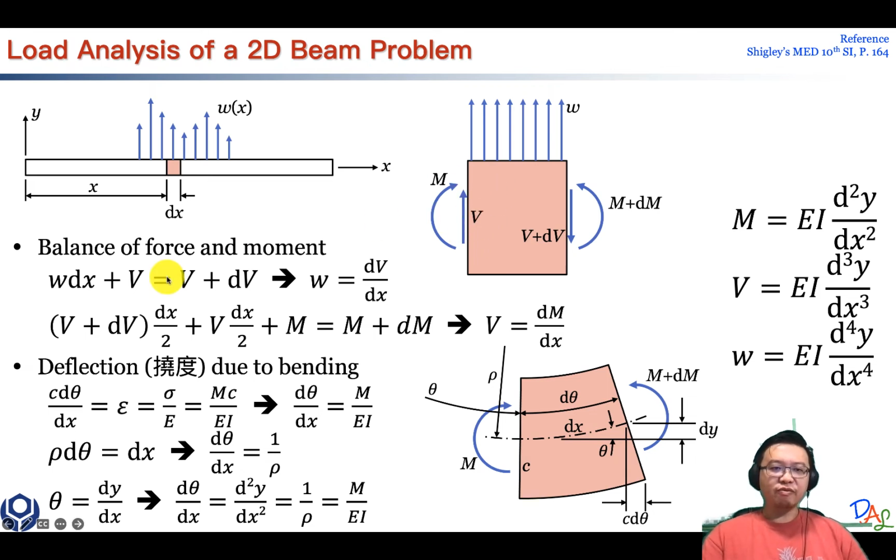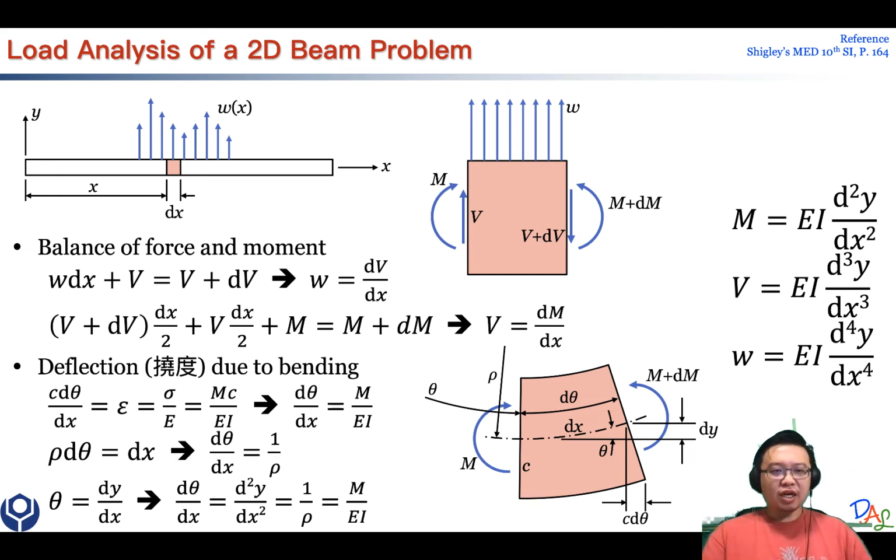Here's one, V. V is facing up. So this will be balanced by the force on the right hand side, which is going down, V plus dV. So from here we can already get a new equation indicating W equals dV over dx. Then you can calculate how much increment of the shearing force based on this equation. If you move dV to the left and do an integral, you can calculate how much shearing force you have. Okay.